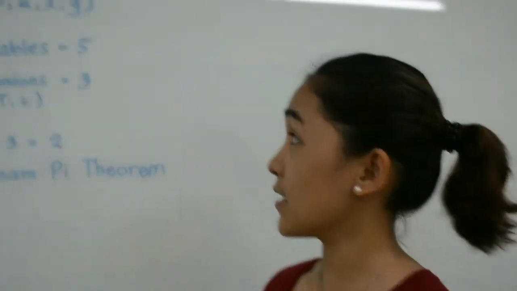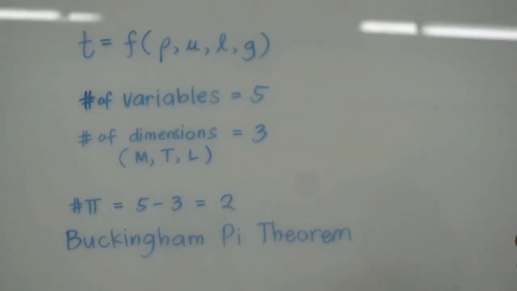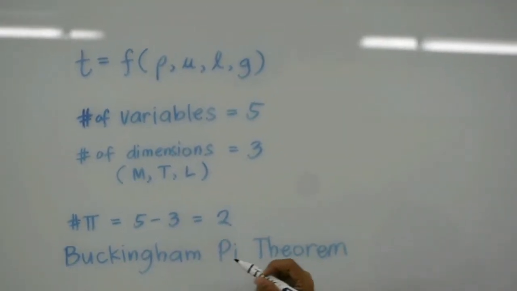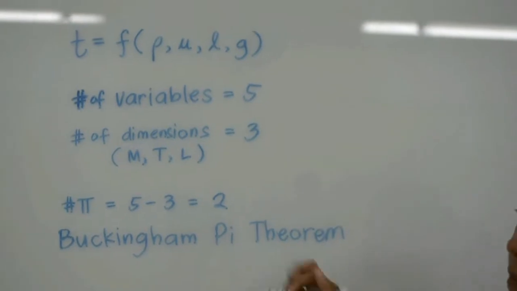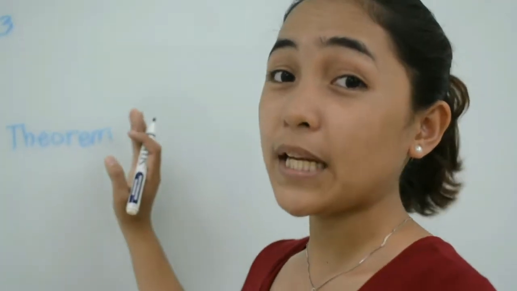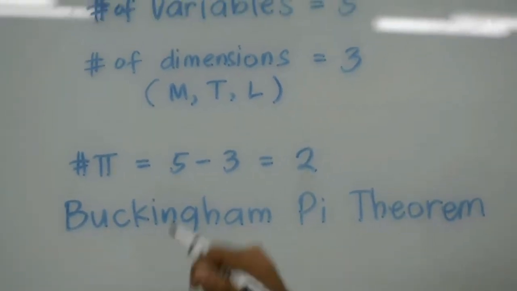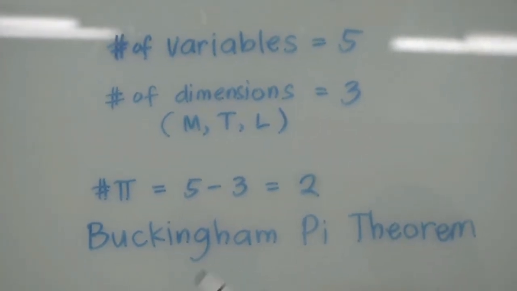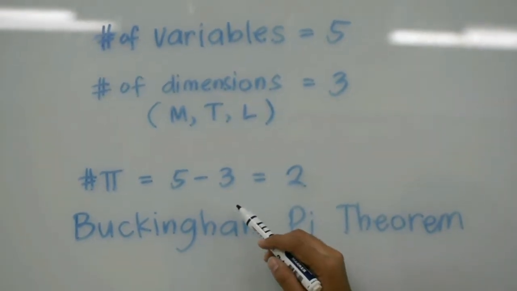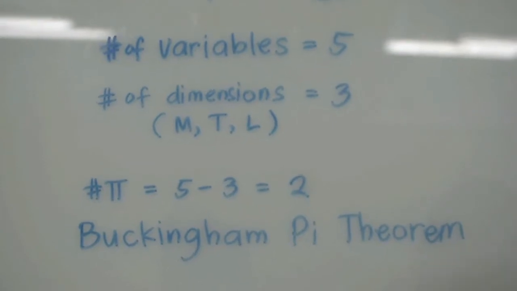So, Jinky, as you can see, we have five variables involved in this problem. And these variables have three dimensions, which is mass, time, and length. And from this, we can know how many pi groups are needed for this Buckingham pi theorem. So, number of pi groups is equal to number of variables minus the number of dimensions. So, 5 minus 3, we have 2 pi groups.